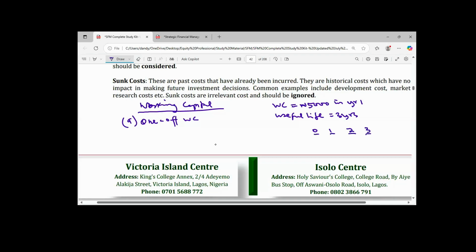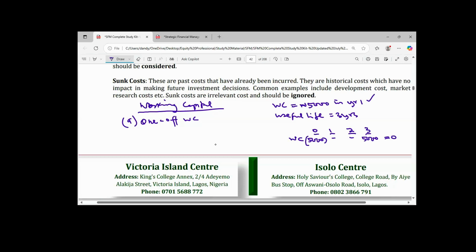The rule says that working capital should be treated as cash outflow in the year before the year of occurrence and recovered fully at the end of the useful life. This working capital occurs at the end of year one. Therefore, I'm not going to indicate it in year one. The year before year one is year zero. So I will come here, year zero, 5,000. Then at the end of the useful life, which is 3 years, I should recover the entire 5,000. With this, my working capital will be equal to 0. That means I've recovered the entire working capital.